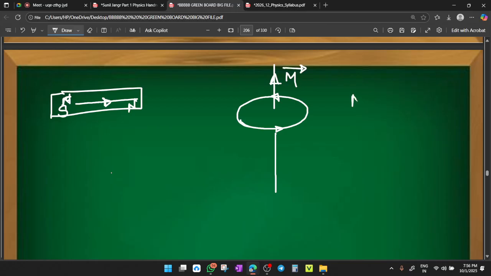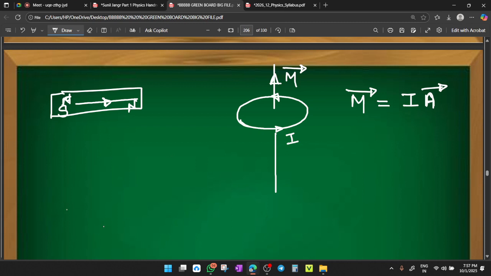Why? Because magnetic dipole moment M, for N number of turns, would be NIA, but only one single turn is here. So if current I is flowing through this loop, it would be IA. And the area vector is always perpendicular to the plane of the area.